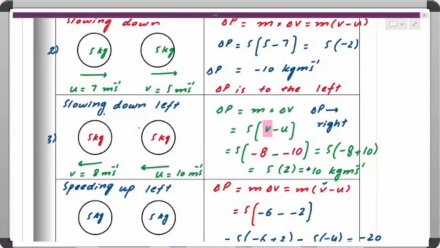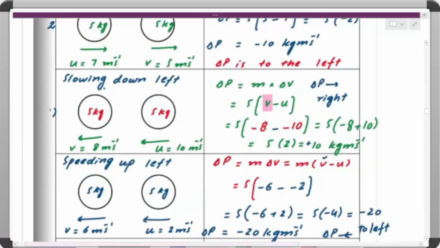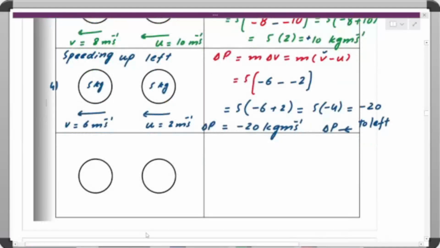In this example, we started from this side. This is the initial state. So the momentum was towards the left side, but the change in momentum was towards the right side. And let me consider the next example, the fourth one. In the fourth example, what you see is we started from this side. So the momentum was towards the left side, and the change in momentum is also towards the left side.